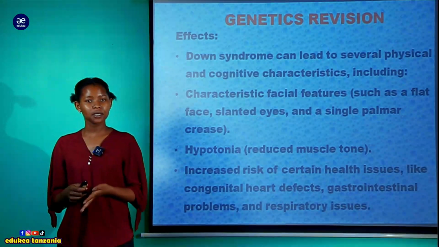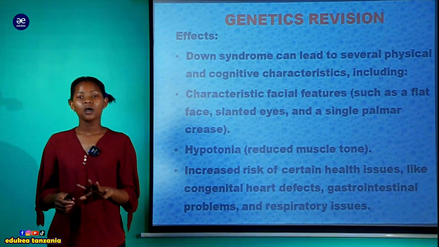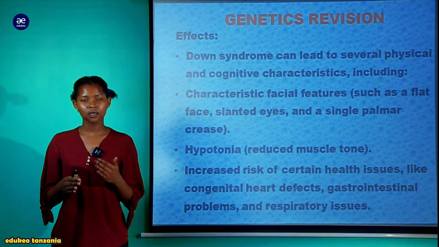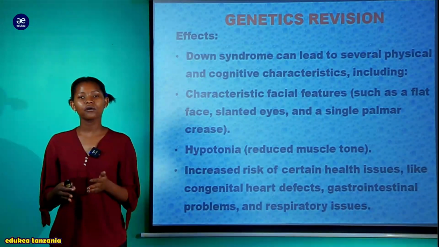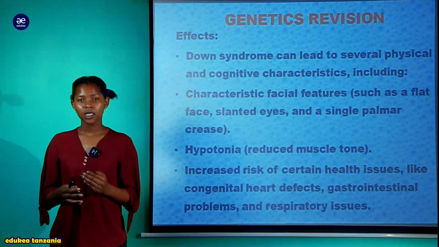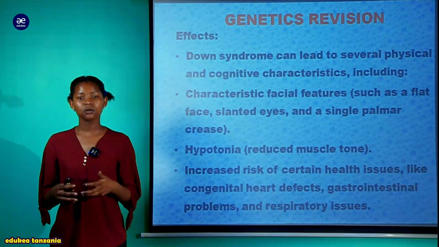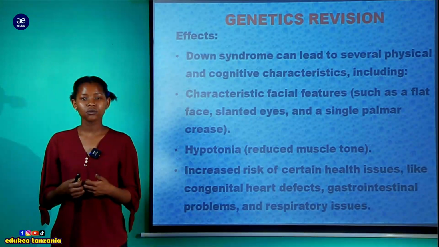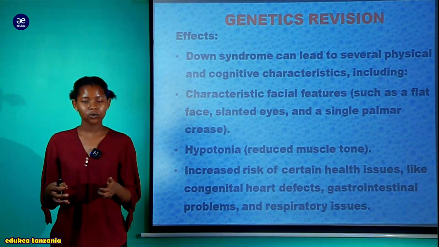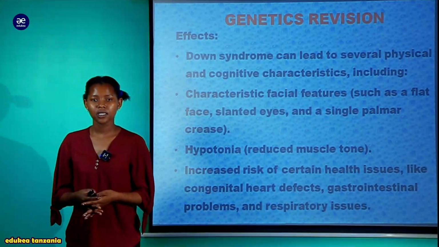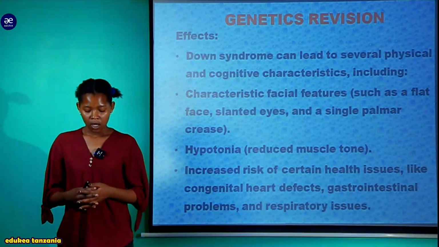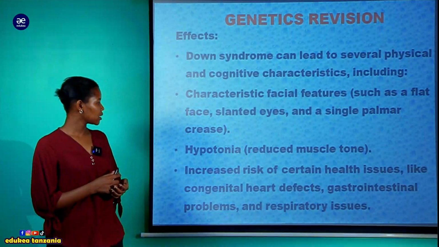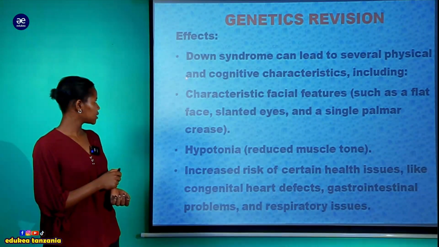Tunaenda kuangalia nini madhara ya Down syndrome, but wewe kama mwanafunzi ukiulizwa the main cause of Down syndrome, the great cause is the failure of chromosome number 21 to divide. Ile kushindwa chromosome number 21 kudivide vizuri, kushindwa kufanya kuondoa ile junction, hiyo ndo tunaita ni Down syndrome. Now tuangalie effects, and then we will continue to explore on the Klinefelter syndrome.